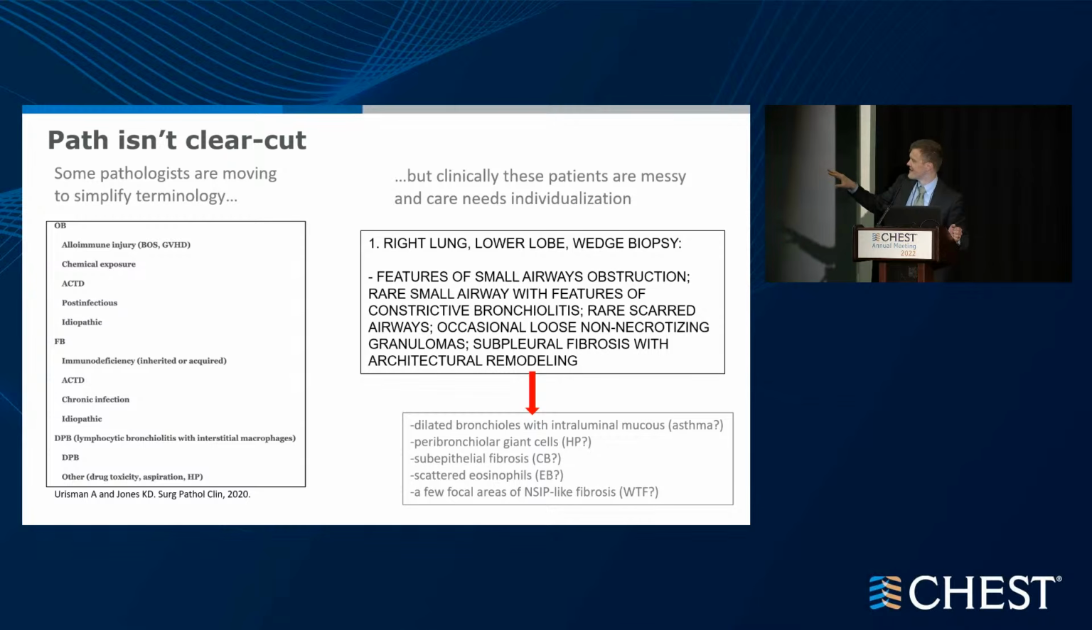So there's dilated bronchioles with intraluminal mucus. Could be asthma. There's parabronchiolar giant cells. Sounds like HP. They got subepithelial fibrosis. Sounds like constrictive bronchiolitis. They had a few eosinophils in there, which, there is this thing as eosinophilic bronchiolitis. And then somewhere in the report, the pathologist said there are a few areas that look like NSIP. Like, what do I do with that? That doesn't fit anywhere in with this.